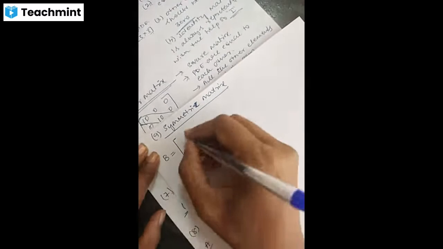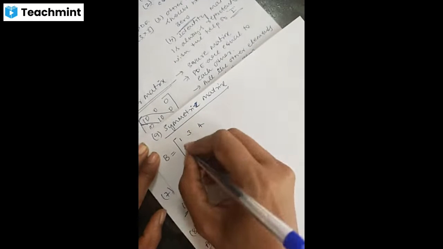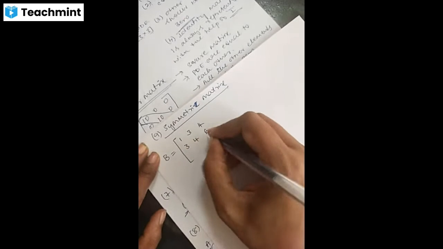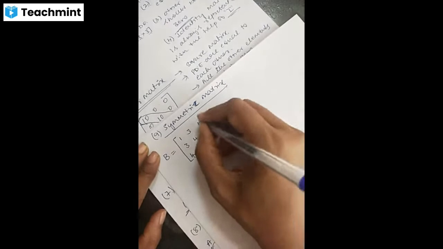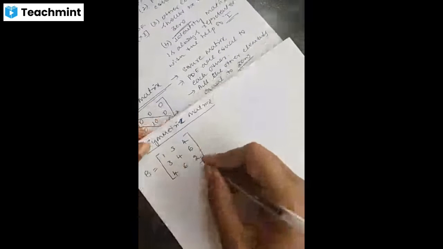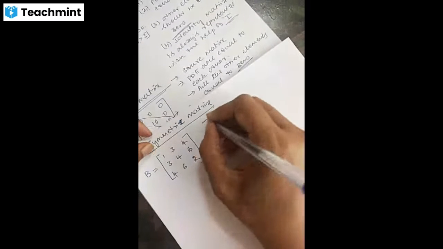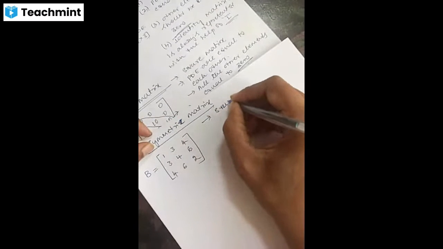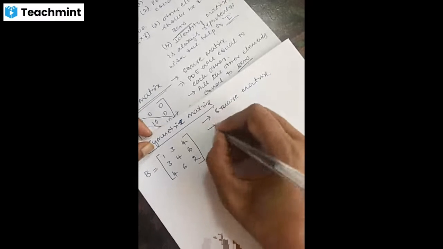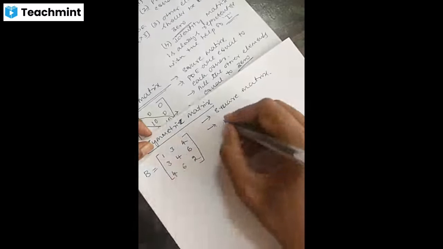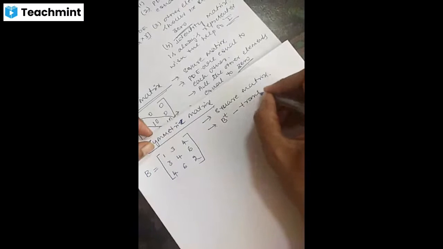For example, 1, 3, 4; 3, 4, 6; 4, 6, 2. See here, it's a square matrix, right? It's a square matrix. And in the second step, we are going to consider B transpose, the transpose of a matrix.